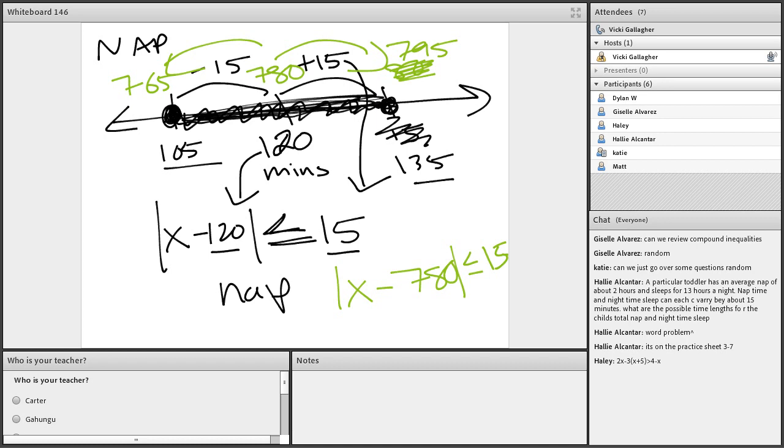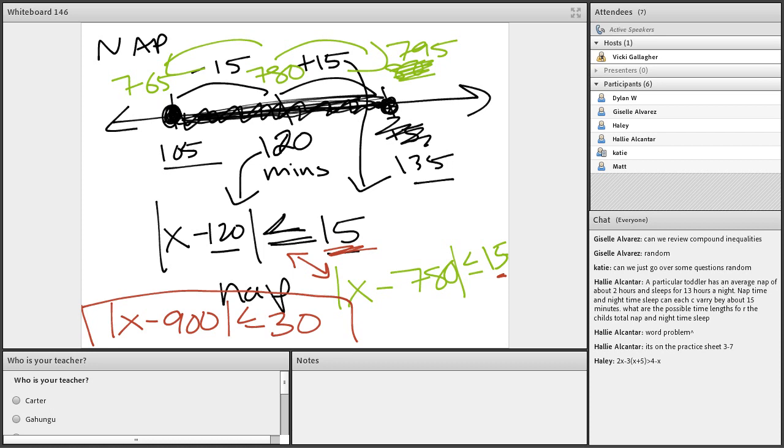If you want to, you can combine those both together. Instead of doing minus 120 and minus 780, we would combine those together. 120 plus 780 is 900. And since we have a leeway of 15 minutes on each, that gives us a leeway of 30 minutes total. So if it's just looking for a single answer, I would say that this is the answer.